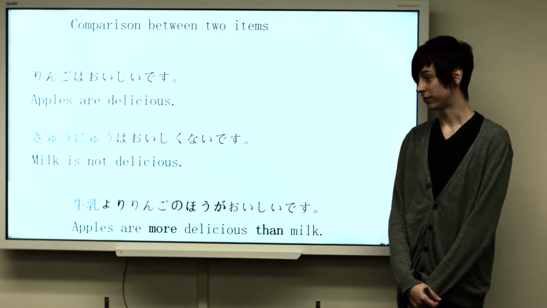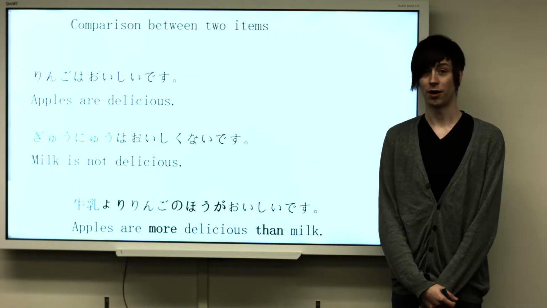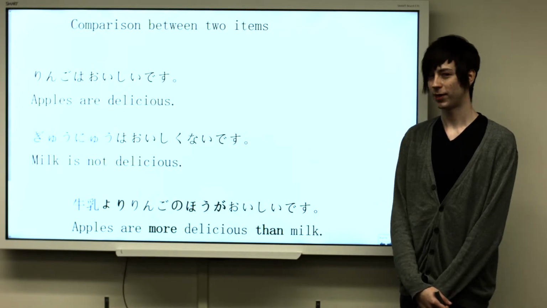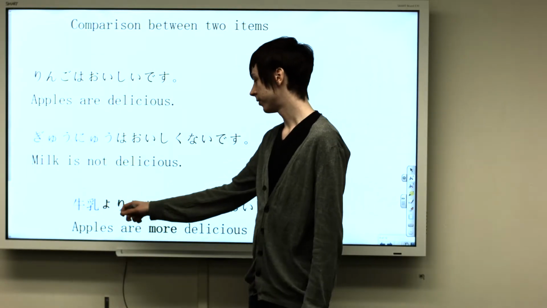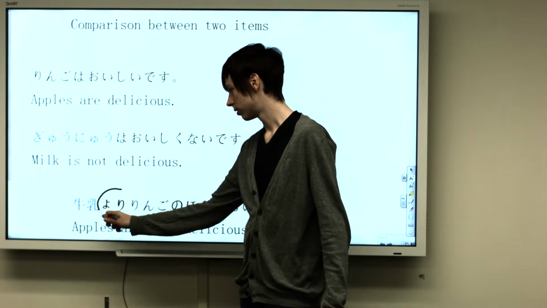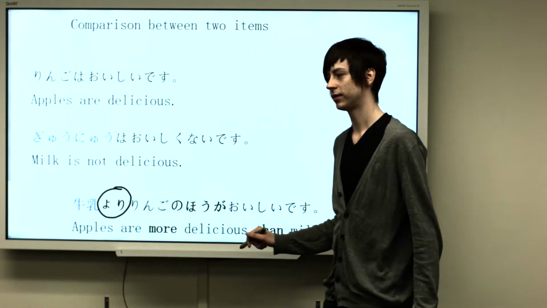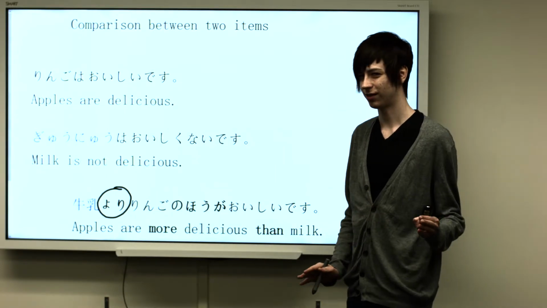Gyunyu yori ringo no hou ga oishii desu. So that would mean apples are more delicious than milk. Let's break down this sentence right here. We had gyunyu yori. So always put yori after this object that is less. So yori pretty much means less.